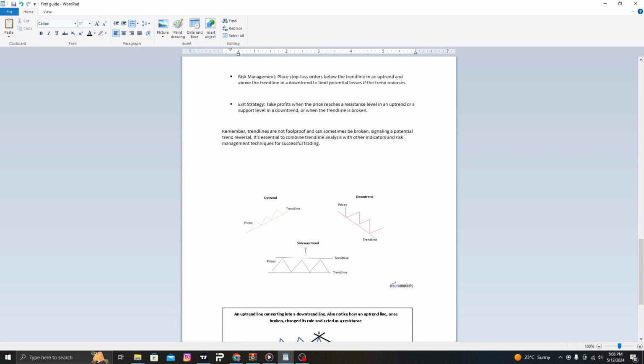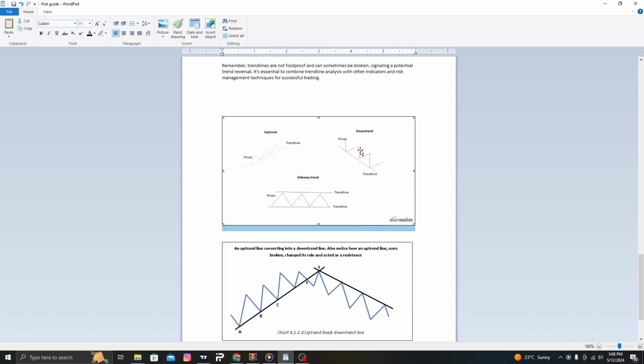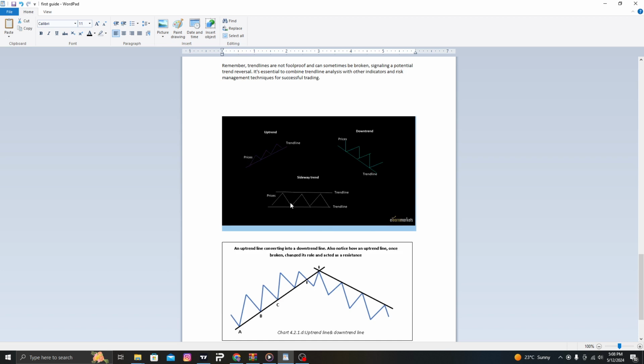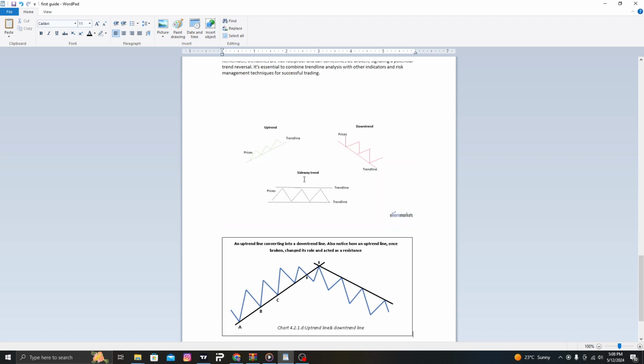So this is what I was talking about, guys. The three pillars of a trend line: uptrend, downtrend, sideways trend. People like to use the difficult term, calling it a consolidating trend, but the true term is sideways trend. But you guys like consolidating, right?